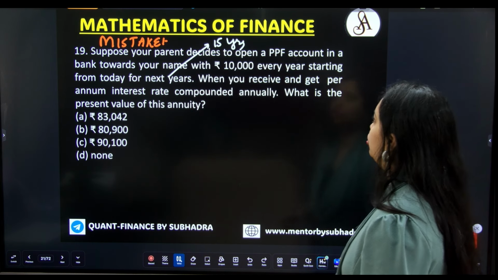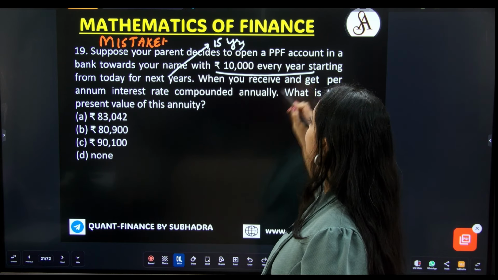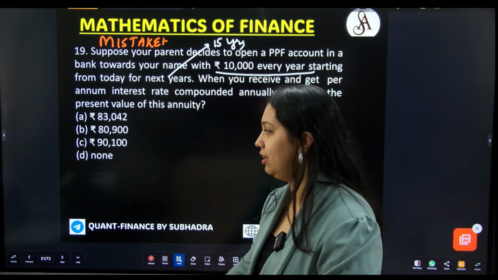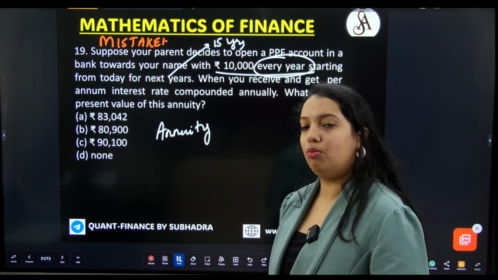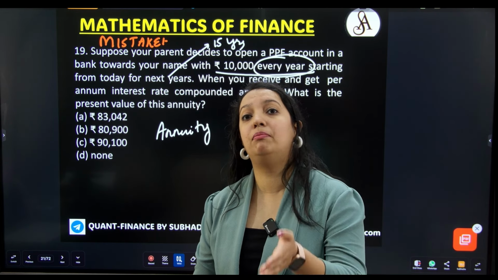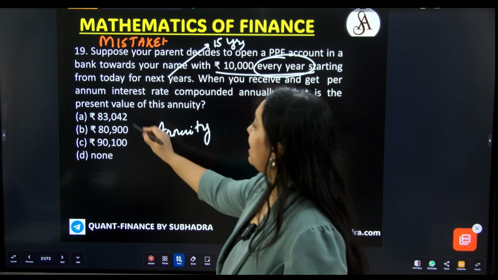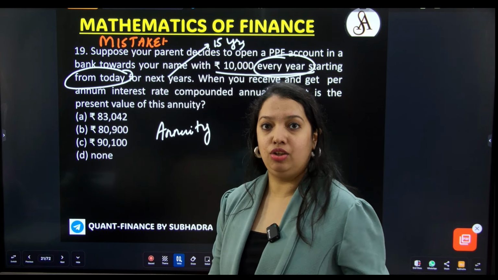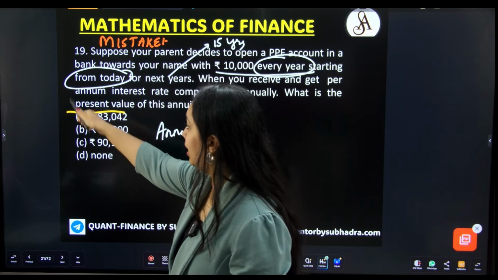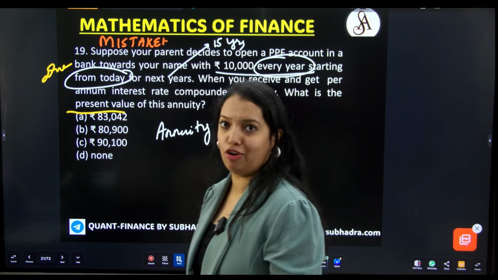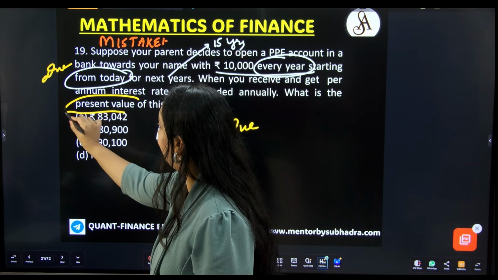Suppose your parent decides to open a PPF account in a bank in your name by putting 10,000 every year. The minute you see every year, this is an annuity question. Every year gives it away. What is the annuity formula? P of 1 plus I whole power t minus 1 divided by I. But starting from today, you are supposed to calculate present value. Starting from today, that means this is the annuity due formula. So what is the annuity due formula for present value?